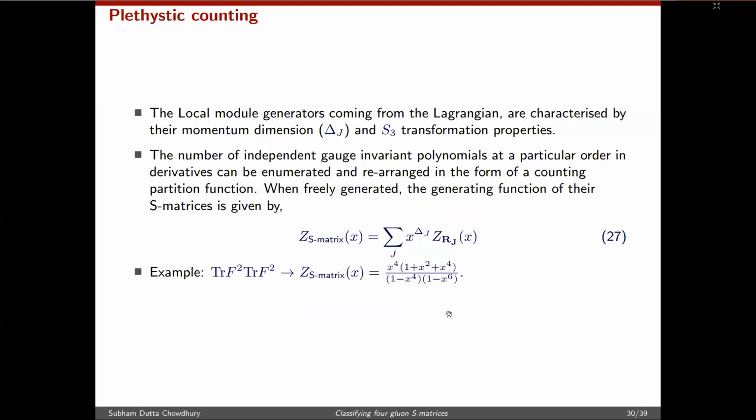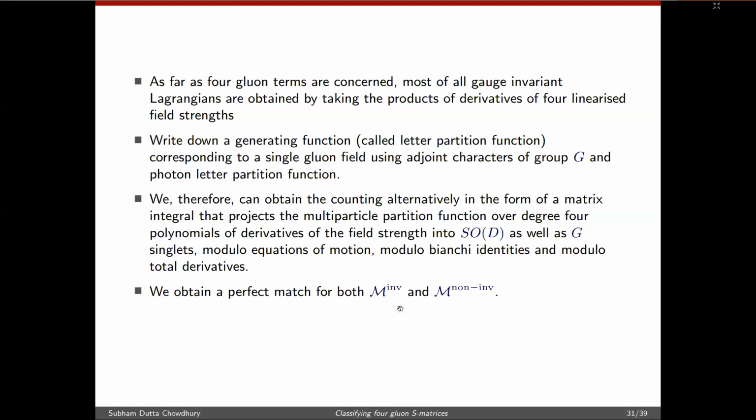So this is purely from the module counting. I have constructed the module, I have noted down their S3 properties. I am proposing this ZS matrix. Now I will come to the checking part. How do I do this? Well, one can do this by something called evaluating a matrix integral.